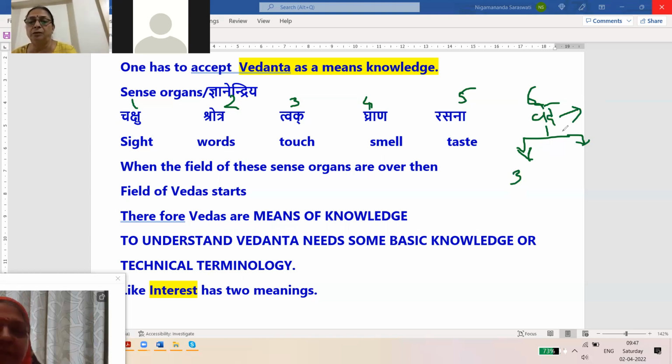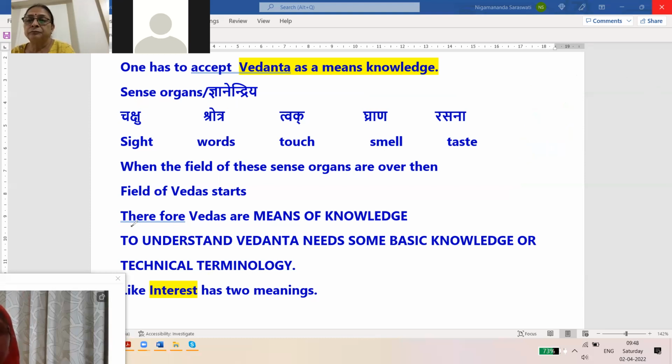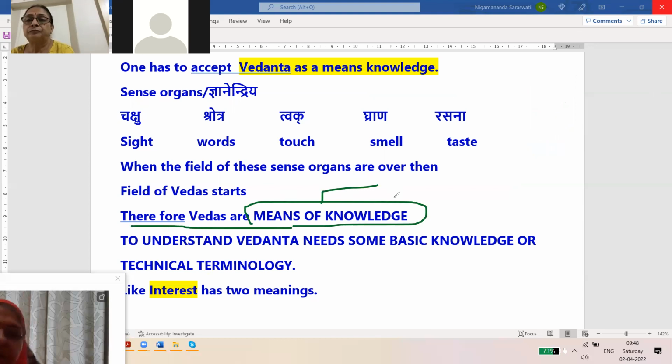That's why one has to understand Veda is a pramana. Then only can we give respect to Veda. Otherwise, we always try to put down the Veda. So one has to accept Veda as the pramana. That's why I have written here, therefore, Vedas are the means of knowledge. Means of knowledge means pramana. Knowledge is called prama, the means is karana. Pramayah karanam pramanam.